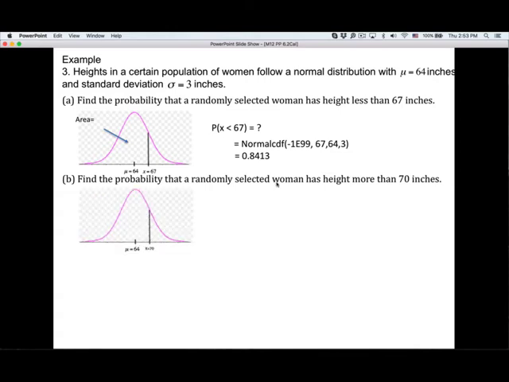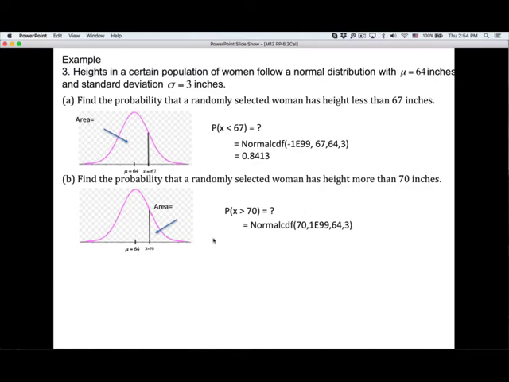Okay, so we have x equal to 70 inch, somewhere like here. We are looking for the area because they're looking for the probability of more than, so we are looking for the area to the right this time. So we have x greater than 70, okay? Area to the right. And again, this time the lower value becomes 70, 70 to positive 1e99, and then the mean and then standard deviation.